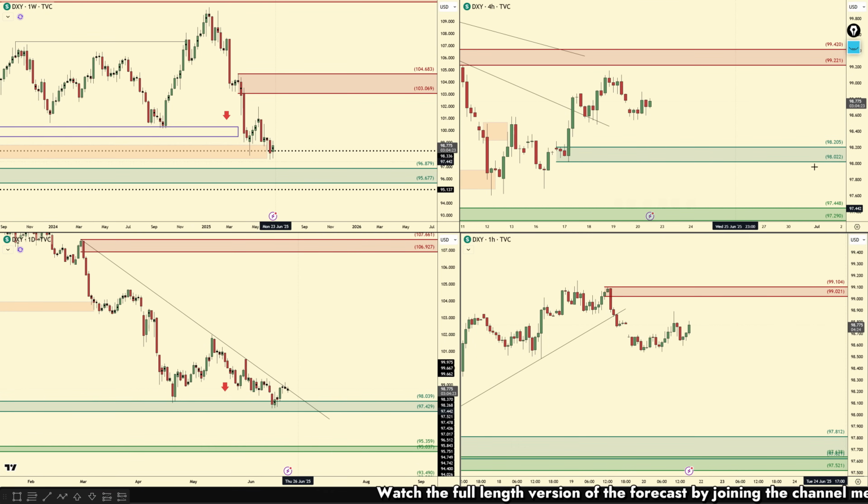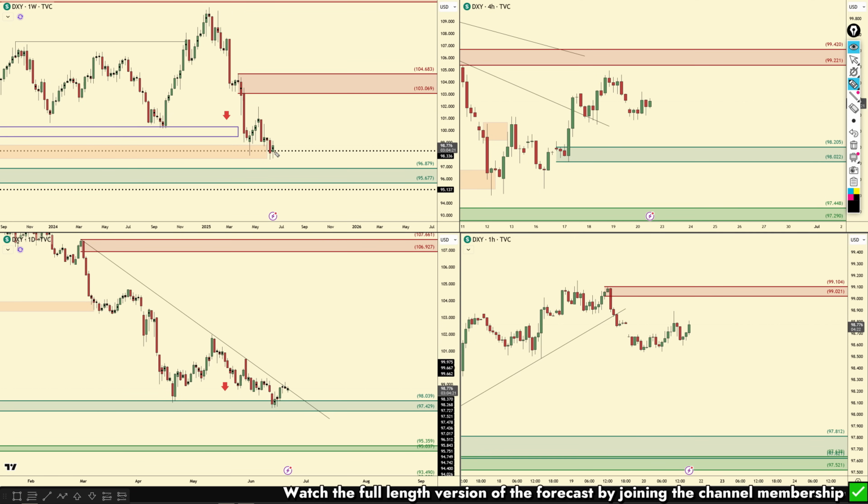Therefore, I think we could actually end up breaking it. And like I said, we have higher time frame demand zones in control. So I am expecting the daily downward trend line to break, but who knows?